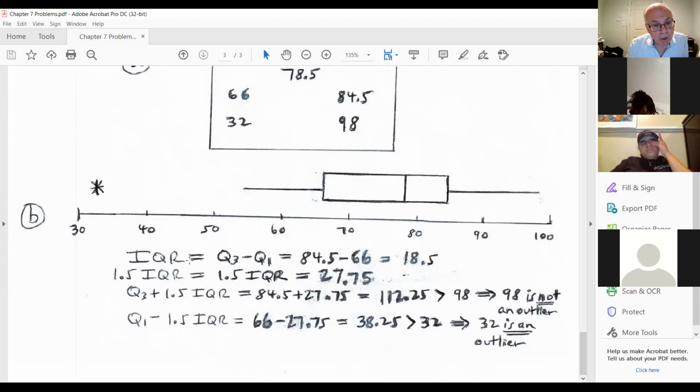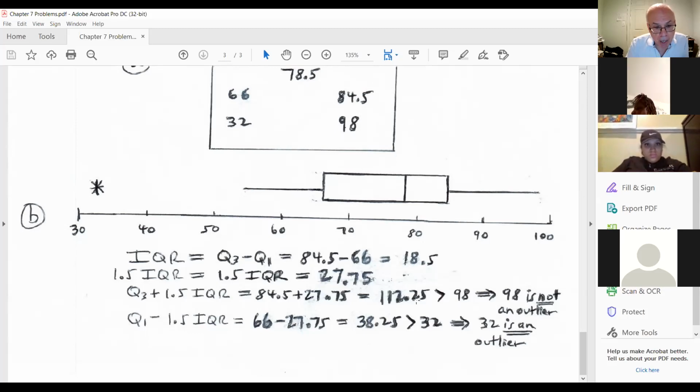You calculate what's called the interquartile range. It's Q3 minus Q1. You subtract these two numbers here. 84.5 minus 66 gives you 18.5. Interquartile range. Multiply it by 1.5. You get 18.5 times 1.5 is 27.75. And again, this is a recipe. Just follow the directions. The next step is to take your Q3 number, 84.5, and add to that the 1.5 IQR, this number here. So 84.5 plus 27.75 comes out to 112.25.